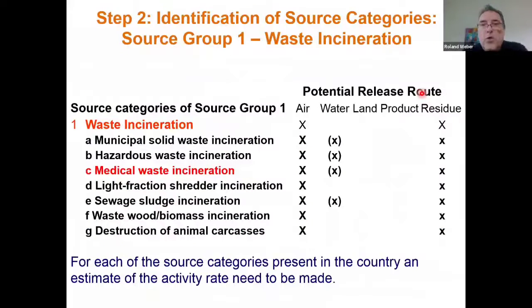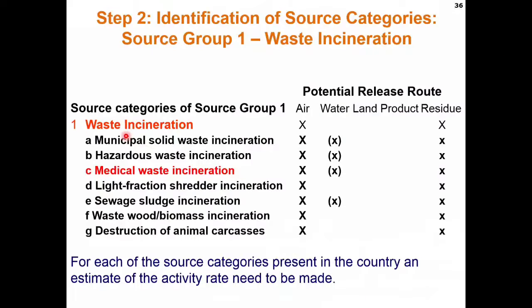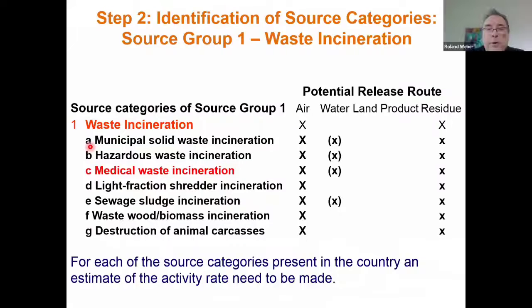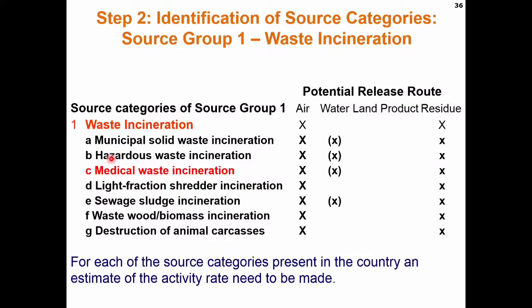So coming to the first source group, that's waste incineration. The toolkit here has within the source group different source categories, because there is not only one type of incinerator, but about 8 types of incinerators. But for sure in Palestine, you do not have all 8 different types. Maybe you might have a medical waste incinerator with a hospital. Then you might check if you have a municipal waste incinerator. Maybe not. Then a hospital hazardous waste incinerator, maybe not.